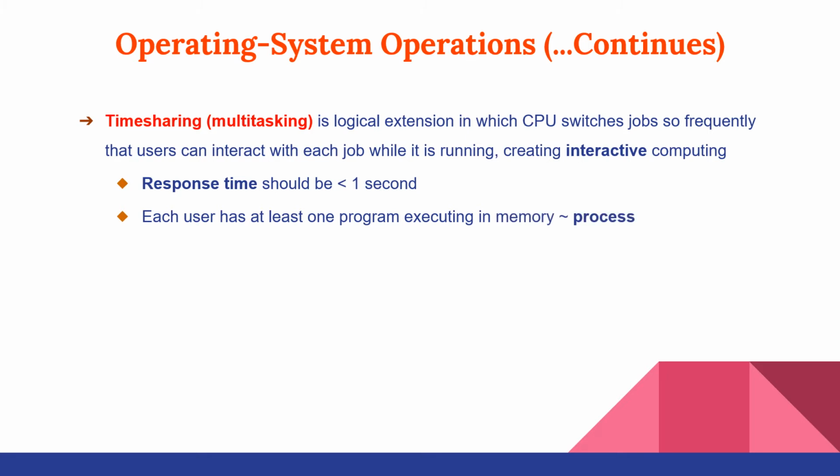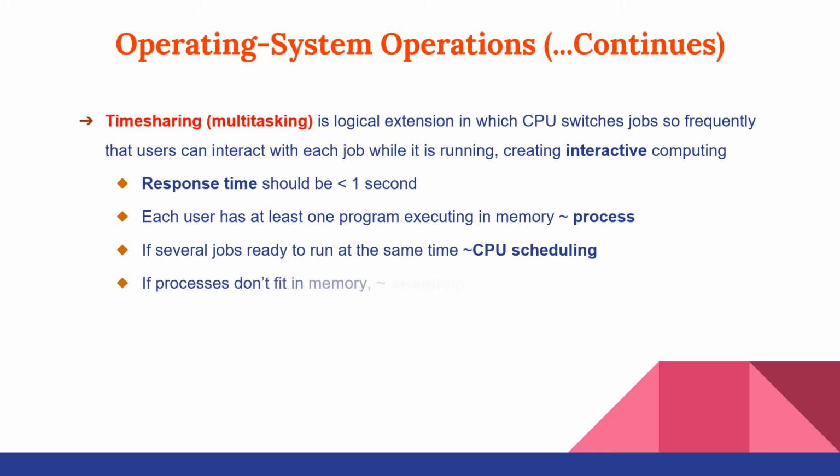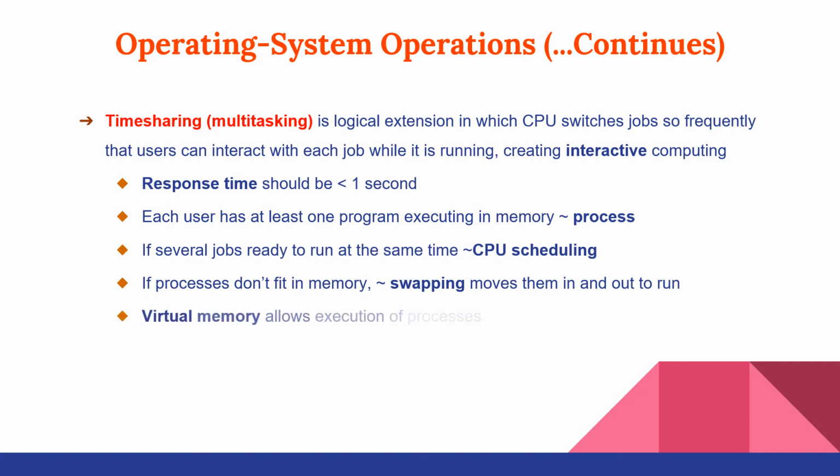The third thing here is if several jobs are ready to run at the same time, CPU scheduling must be done. The fourth point here is if processes don't fit in memory, swapping moves them in and out to run. The fifth point here is virtual memory allows execution of processes not completely in memory. Coming to the next topic, which is process management.